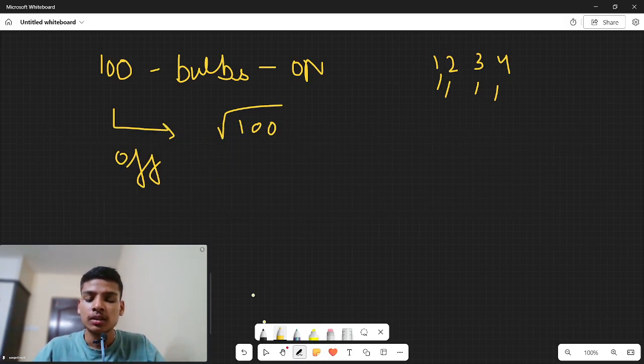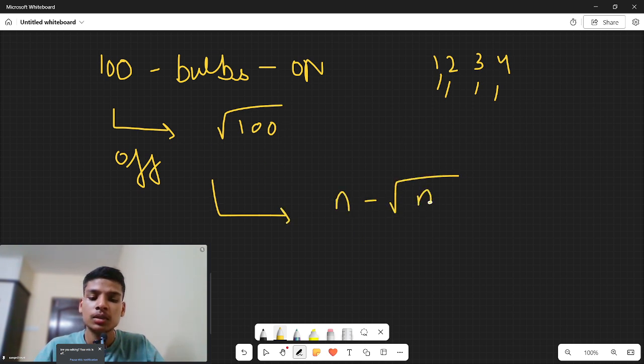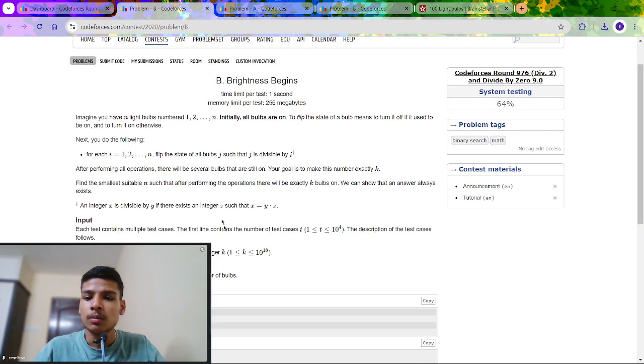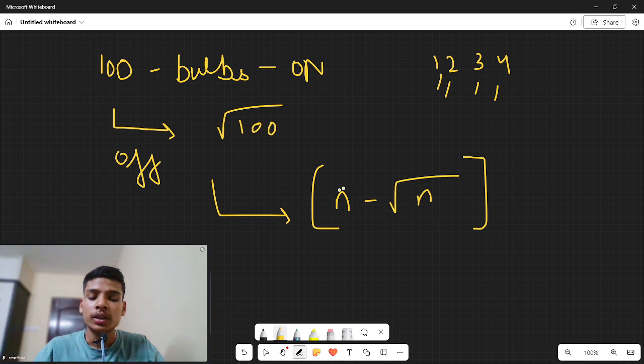Okay, so now tell me the number of on bulbs. If the number of off bulbs is square root of n, the number of on bulbs would be n minus square root of n. So what is the problem simply asking us to do? The problem is simply asking us to find the smallest suitable n such that after performing the operation there should be exactly k bulbs on, which means we have to find the smallest n.